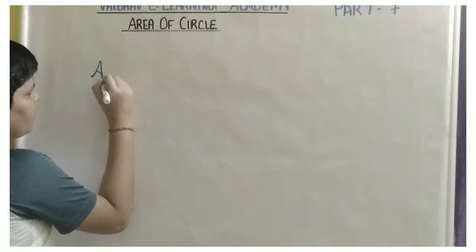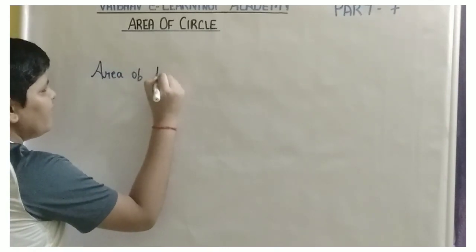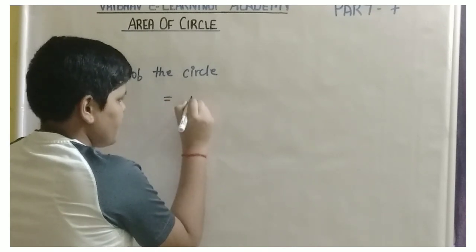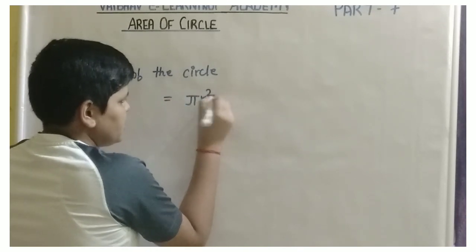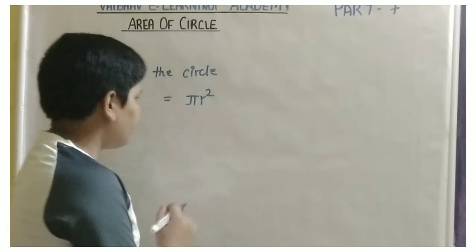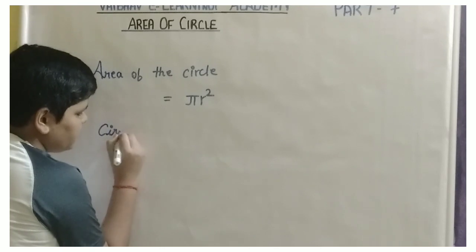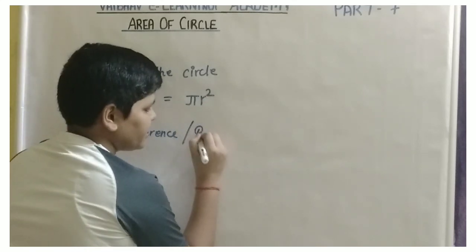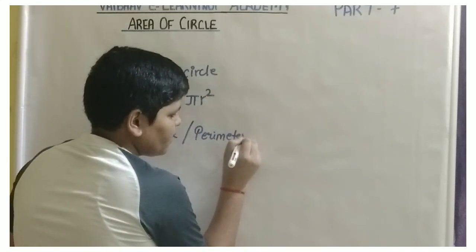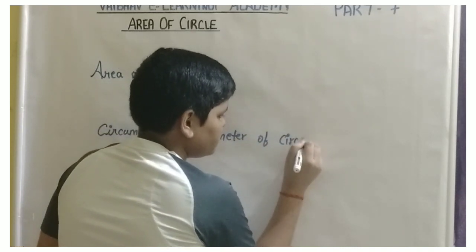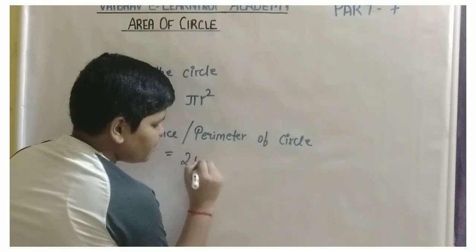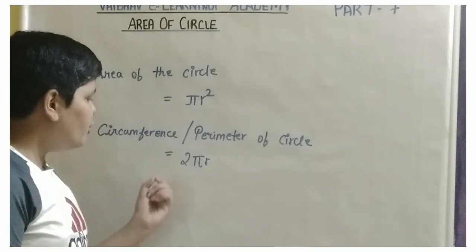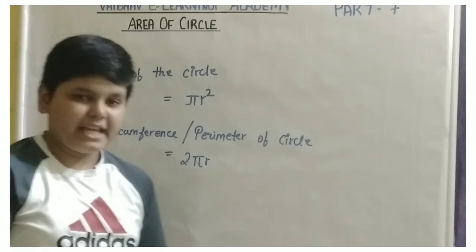So, area of the circle is equal to pi r square. In the previous video, we have learned about the circumference or perimeter of the circle, that is equal to 2 pi r. So the perimeter of the circle or circumference of the circle is 2 pi r and the area of the circle is pi r square.